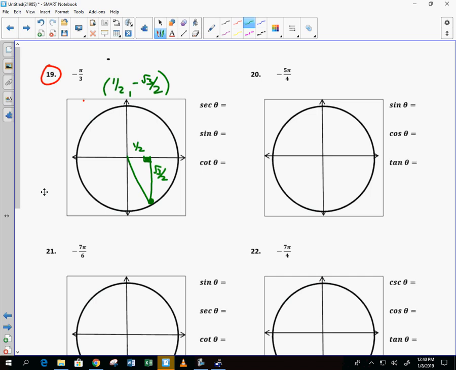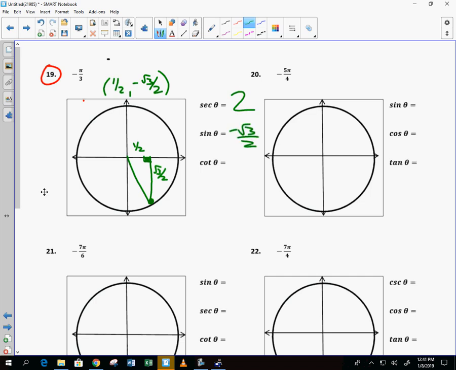All right. I got to figure out secant now. Oh, no. How do we do secant? Secant is the reciprocal of what? So it's the reciprocal of cosine, right? What would the cosine value be? X, which is 1/2. So secant is going to be reciprocal, which is 2. Sine is the y value, so just negative root of 3 over 2.